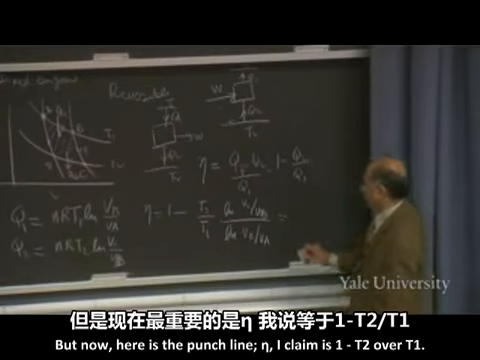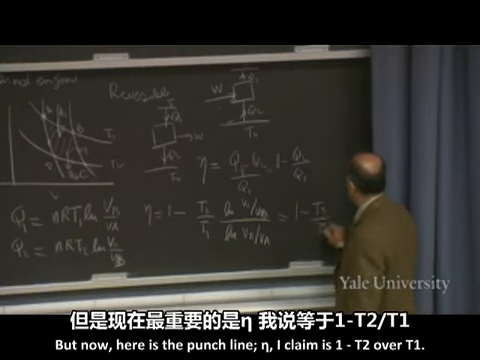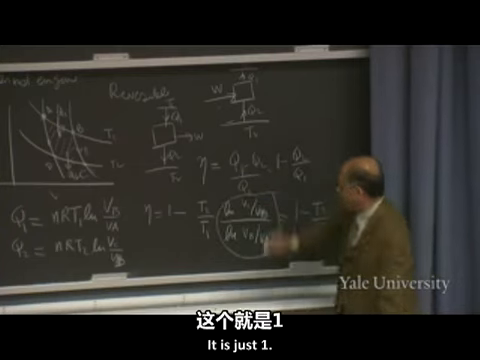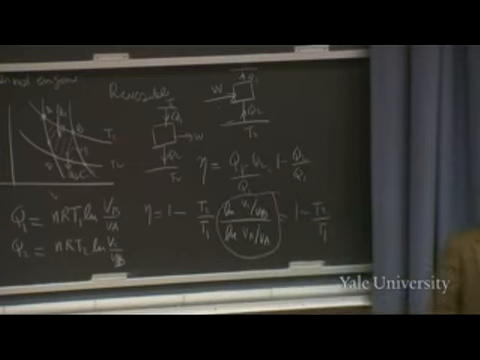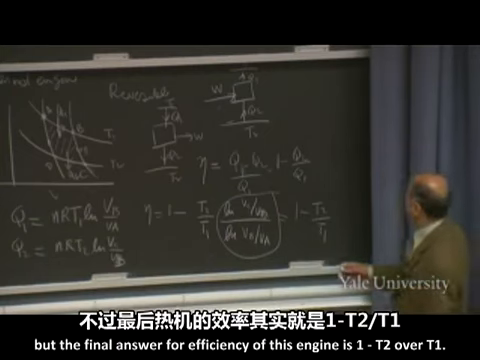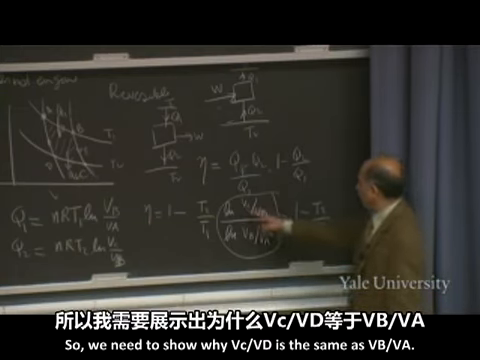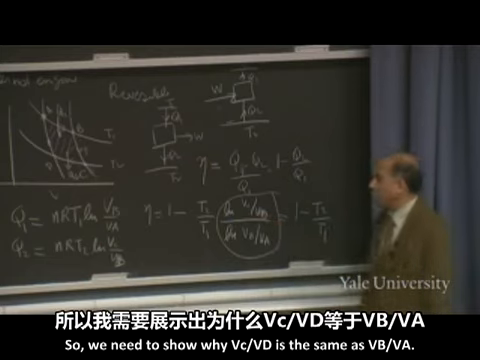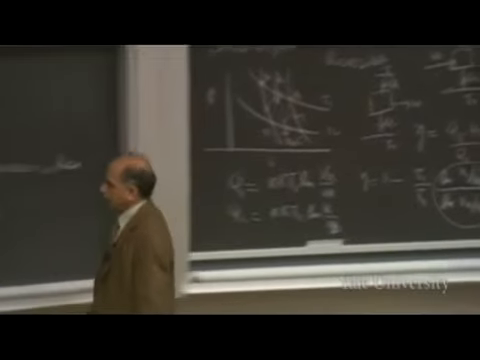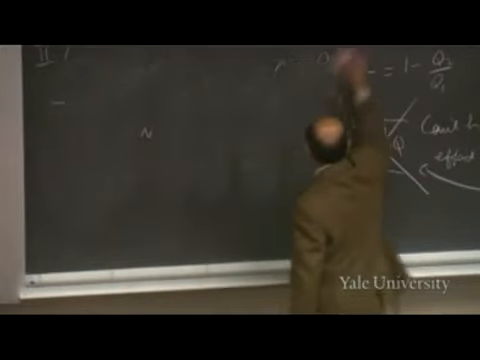But now, here is the punchline. Eta, I claim, is 1 minus T2 over T1. In other words, I'm saying forget this ratio of logarithms. It is just 1. I will show that to you, of course. It's not going to be written without proof. But the final answer for efficiency of this engine is 1 minus T2 over T1. So we need to show why VC over VD is the same as VB over VA. Well, I will derive that here. Then for a couple of minutes I'll talk about it. Then we'll come back and resume the discussion.